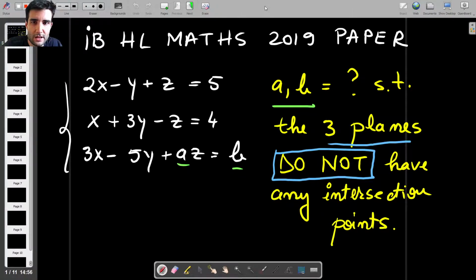Here's a question from the IB High Level Maths 2019 paper, and it's a question about linear systems. So we have three equations and three unknowns, and the question is, what are the parameters a and b such that the three planes, because each of those equations corresponds to an equation for a plane, should not have any points of intersection? We have to find the a and the b for which this is satisfied.